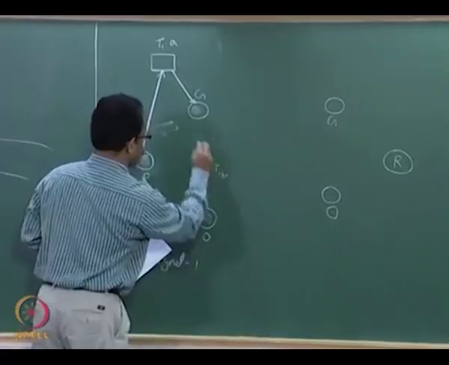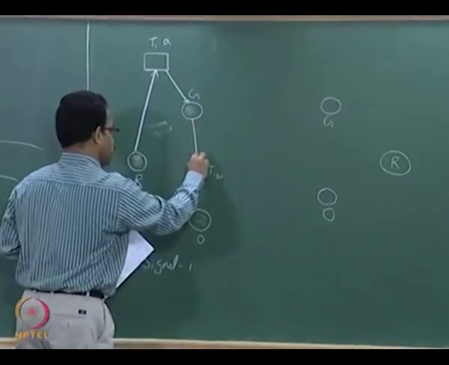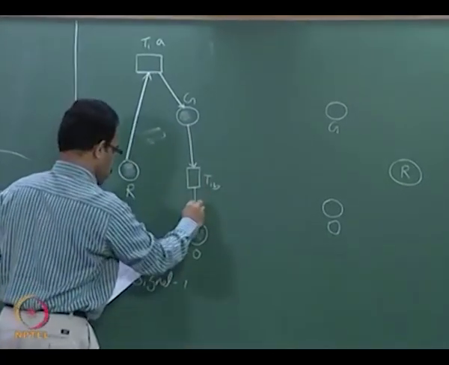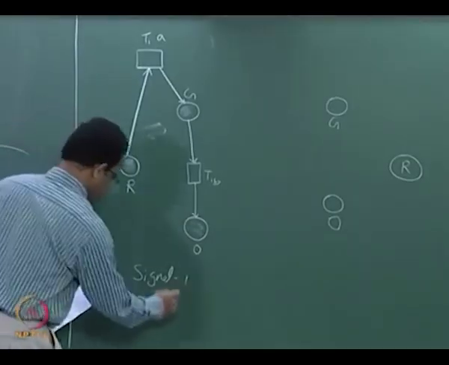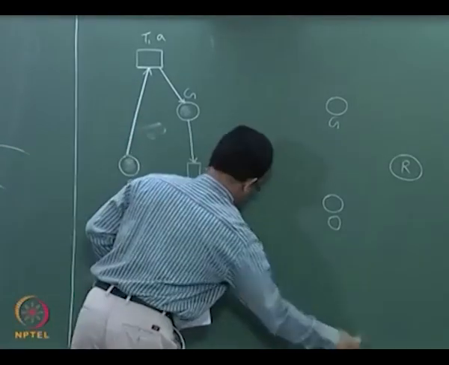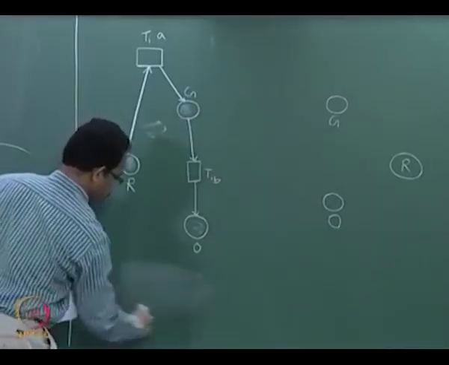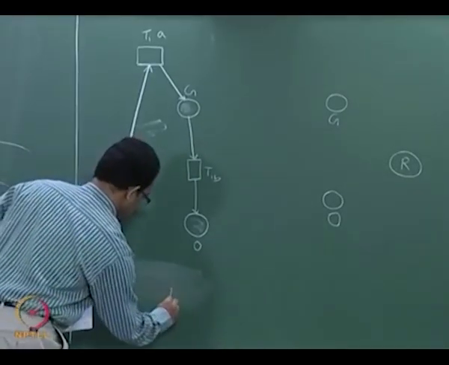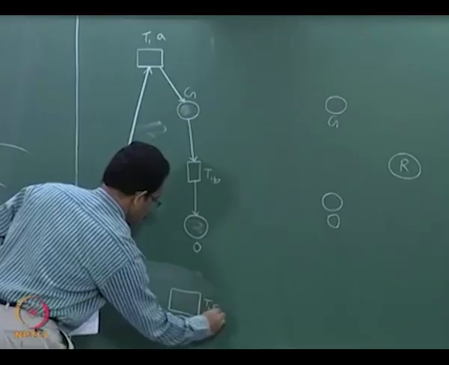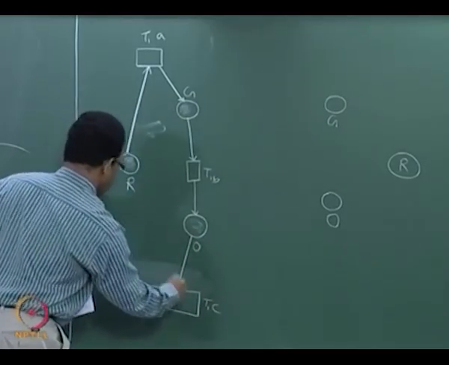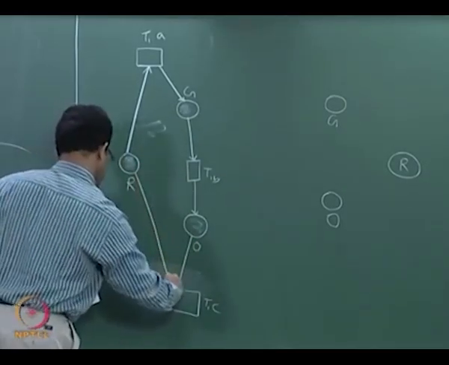T1B, which actually shows the transition from green to orange, and then you have one more transition from orange to red. So let me show this transition here, T1C, which actually shows this transition from here.